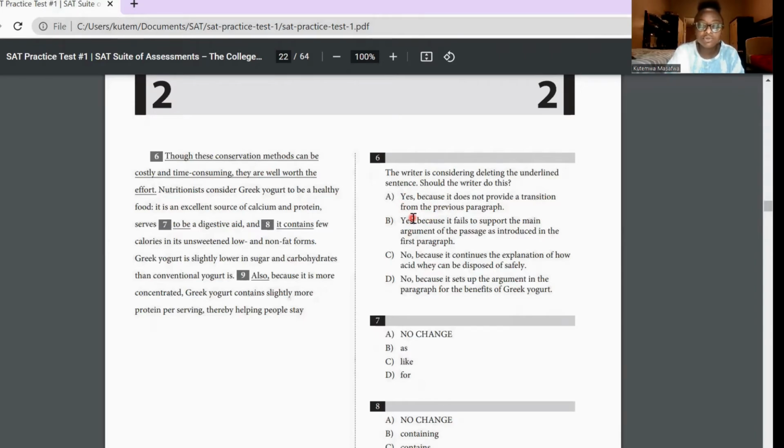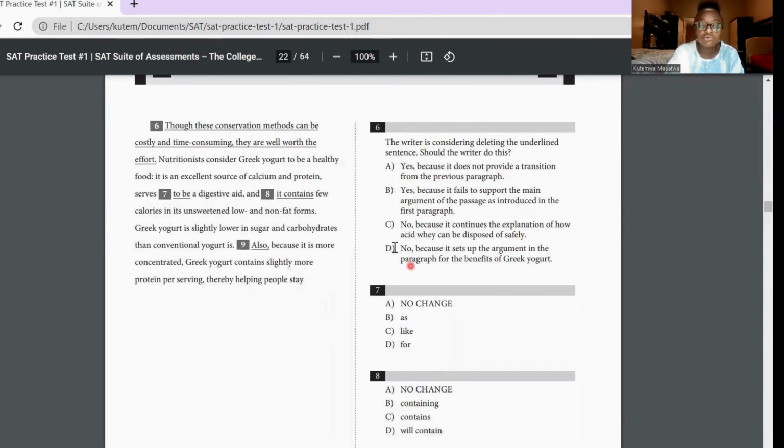You have 2 yes options and 2 no options. So now you're going to choose which one is the right no option. So no, because it continues the explanation of how acid whey can be disposed of safely. No, don't talk about that. D says because it sets up the argument in the paragraph for the benefits of Greek yogurt, which it does. So D is going to be our answer.